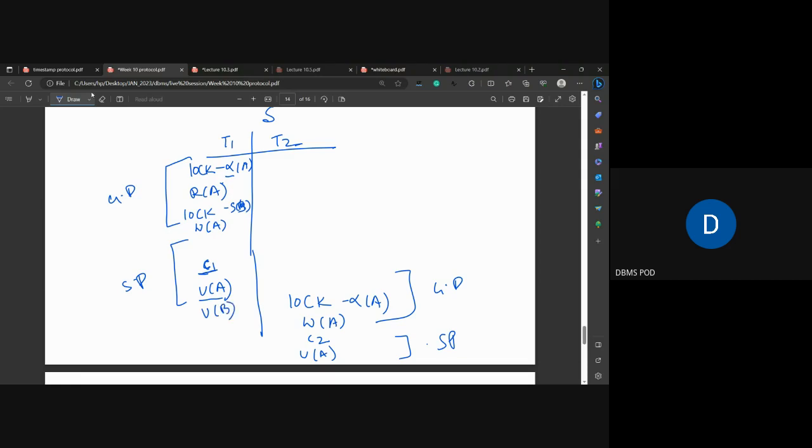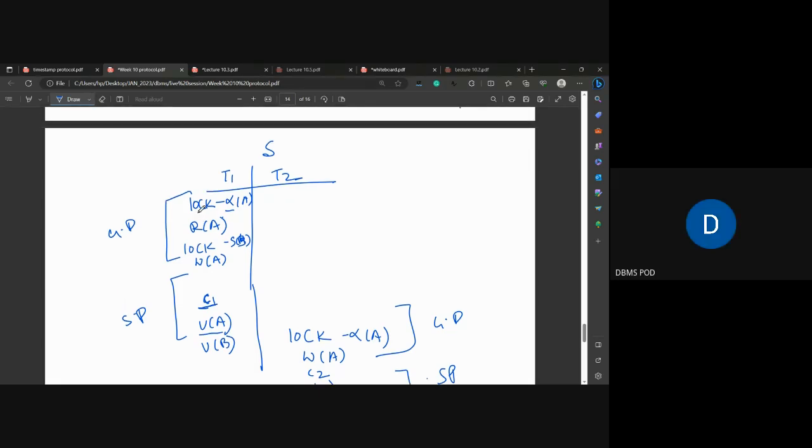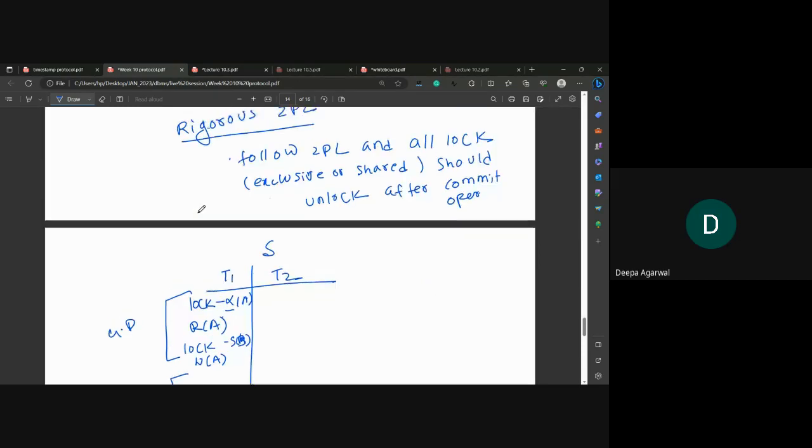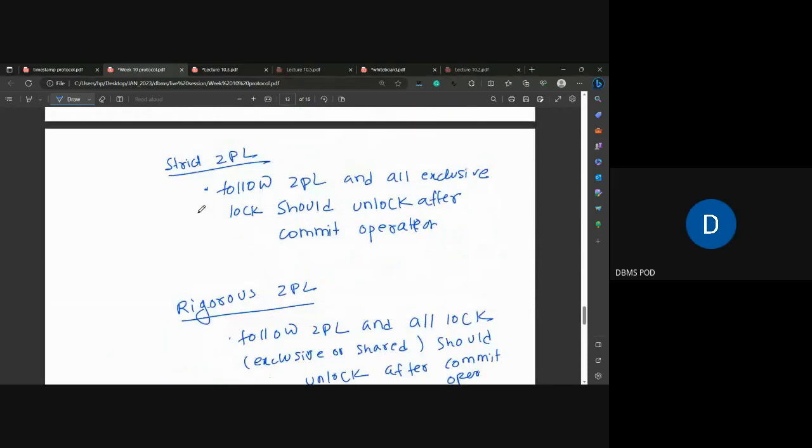So all locks should unlock after the commit operation. That's it. Sir, are we doing this for deadlock prevention? No, that is more like the timestamp protocol. They are different. Sir, why are we doing this strict 2PL and rigorous 2PL? Both are the same thing, with the same advantage: a recoverable schedule and a cascadeless schedule, in both of them.